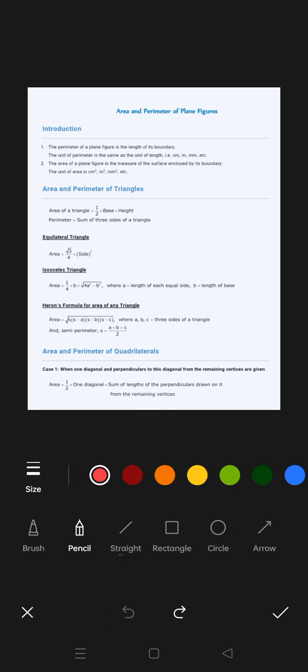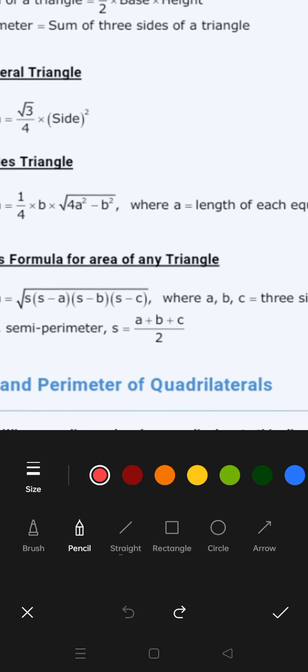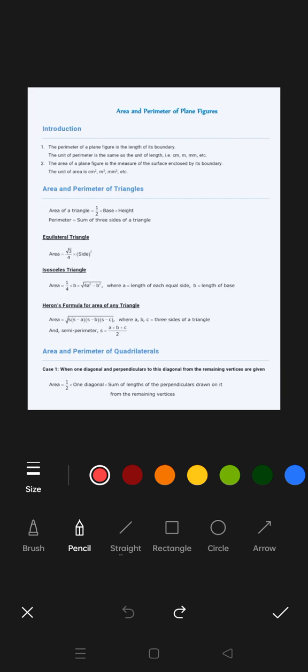Now the matter doesn't end here. Next is the semi perimeter. What is the semi perimeter? Half the perimeter, right? So for that s is equal to a plus b plus c divided by 2. a, b, c are the sides of the triangle, used for this area. So the semi perimeter is a plus b plus c divided by 2. You will get the semi perimeter, right?